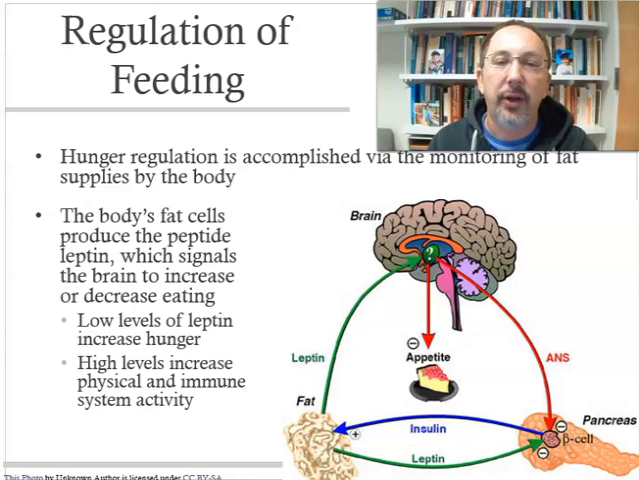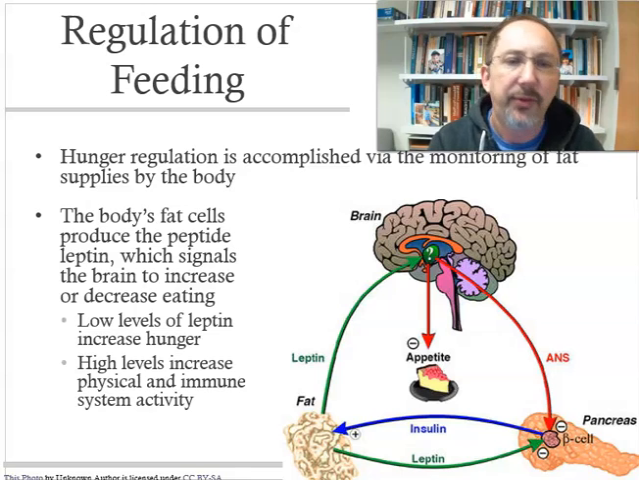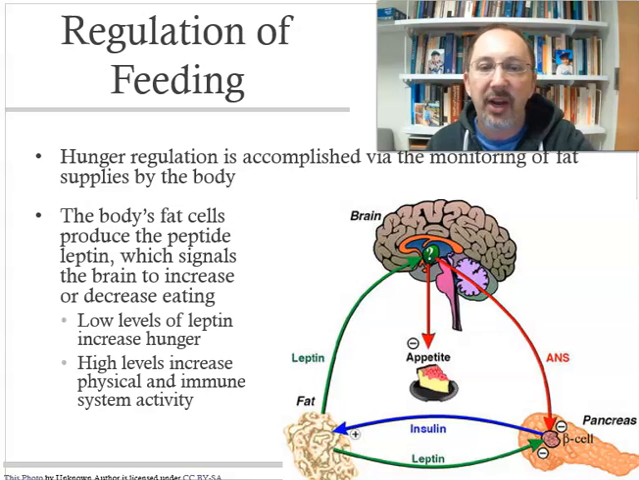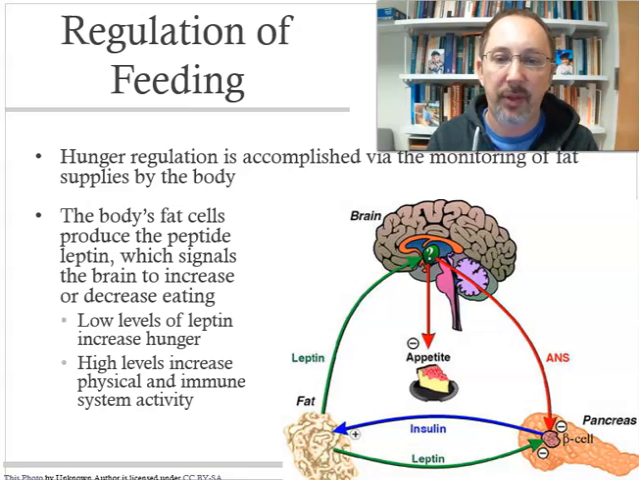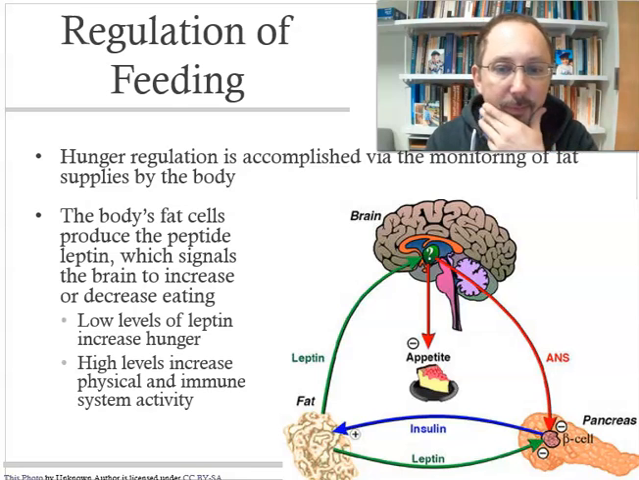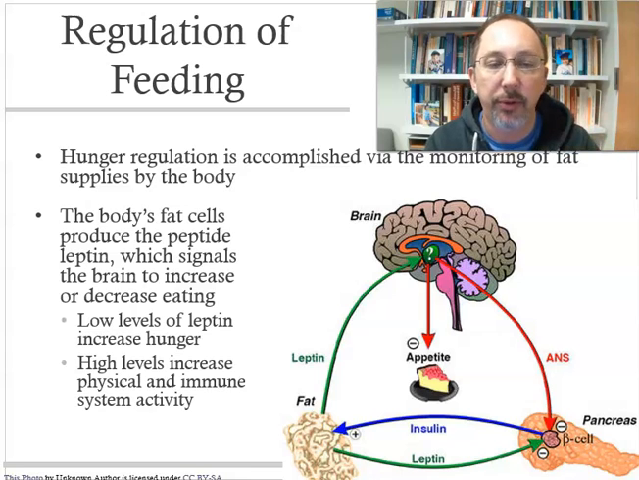Hunger regulation is accomplished by monitoring fat in the body. This is interesting too. The body's fat cells produce leptin, which signals the brain to increase or decrease eating. Low levels of leptin increase hunger. High levels increase physical and immune system activity. However, high levels of leptin don't necessarily decrease hunger because when people become obese, they become insensitive to leptin. So if you have a lot of fat cells, you're producing leptin, but your brain's not doing a good job of dealing with it.